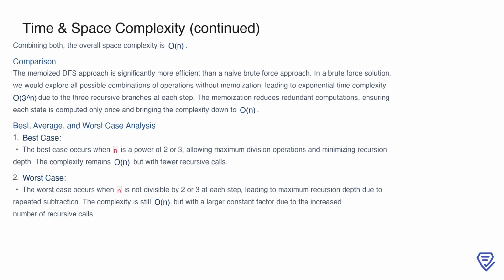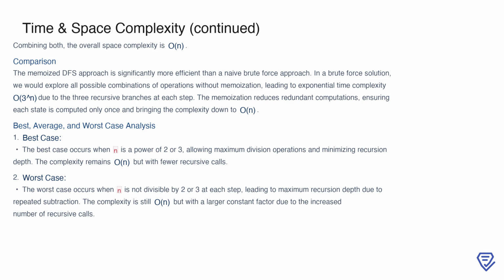When comparing this to a brute force approach, the efficiency of the memoized DFS becomes clear. In a naive solution without memoization, we would explore all possible combinations of operations, leading to an exponential time complexity of O(3^n), as there are 3 recursive branches at each step. Memoization drastically reduces redundant computations, ensuring that each state is calculated only once, which reduces the complexity to O(n).